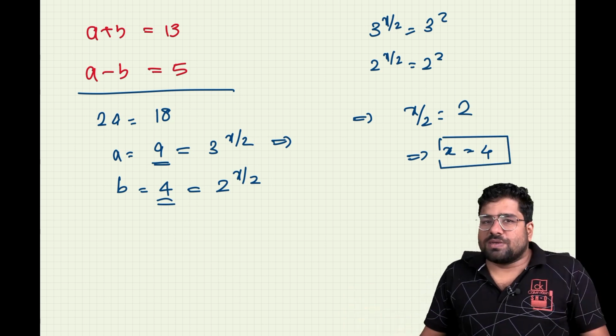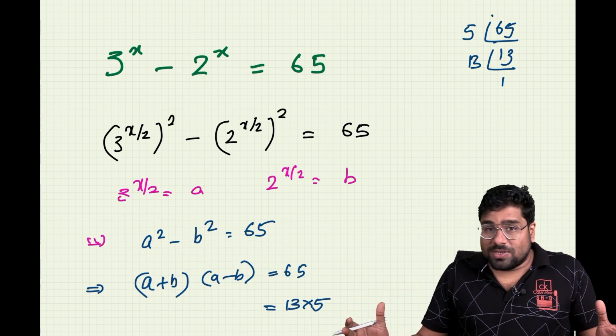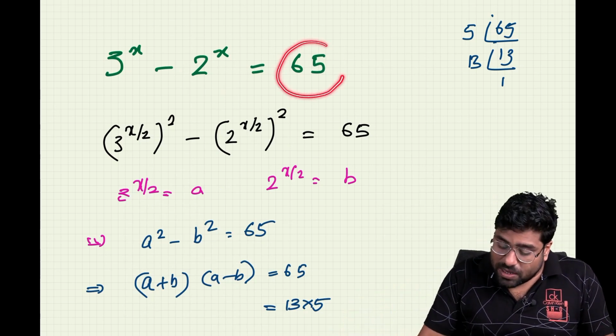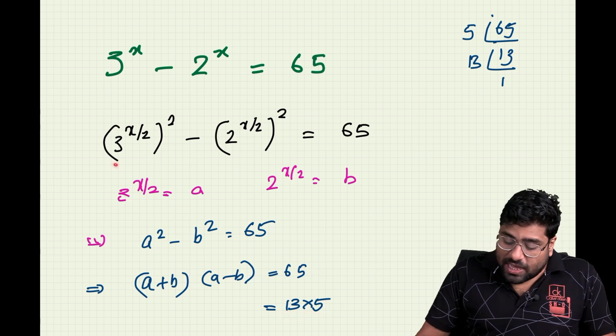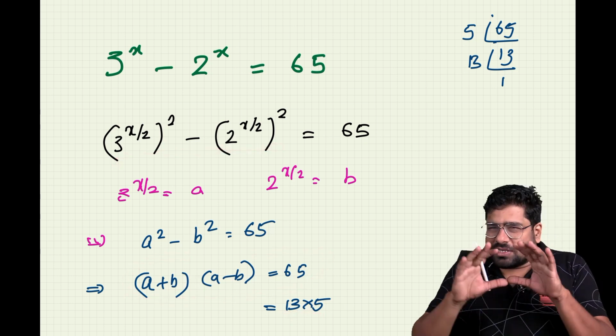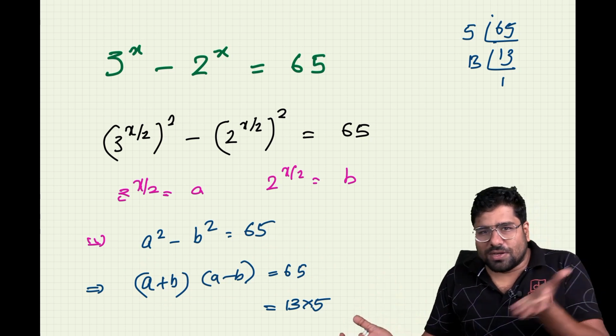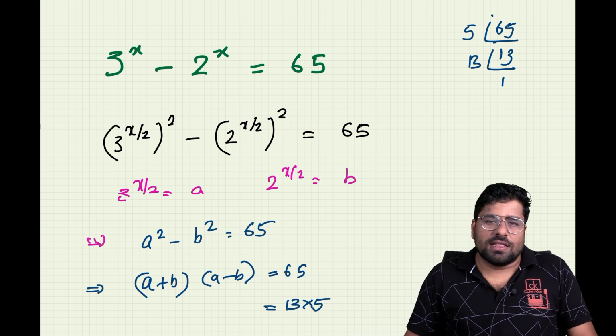Now I hope the concept is clear in this question. How did we end up solving this? We got the idea from the number 65, because I know that 13 into 5 is going to be 65, and if I write this as a square minus b square, I end up getting a form like this. This is an idea that I had in my mind because of the practice that I have. So I just gave it a try, and I ended up getting the answer.